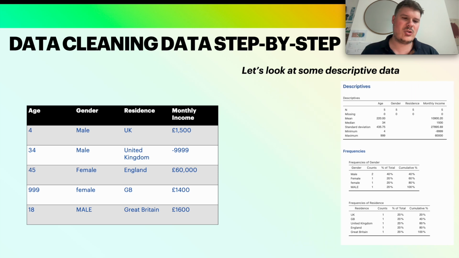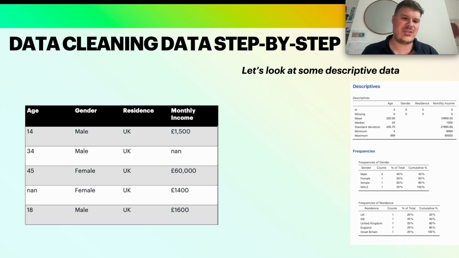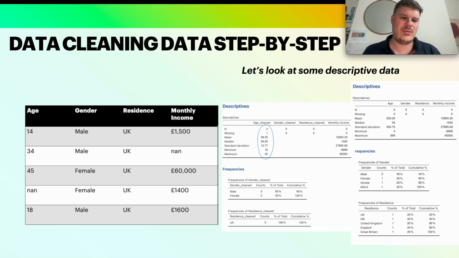So once we've cleaned the data, it'll look something like this. As you can see now, the mean age becomes much better, with 28 years old looking much more representative of the data. Again, for gender, it now says we have 3 males, 2 females, which represents our data set. And in residency, it tells us that we have 1 place of residence and all 5 people are in the same place. Again, we get much better results in the monthly income as well, because we've taken out the minus 9,999.